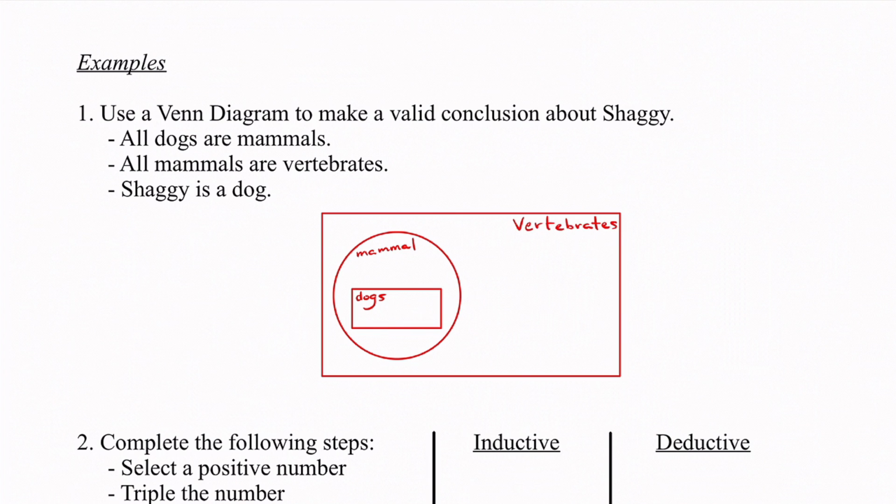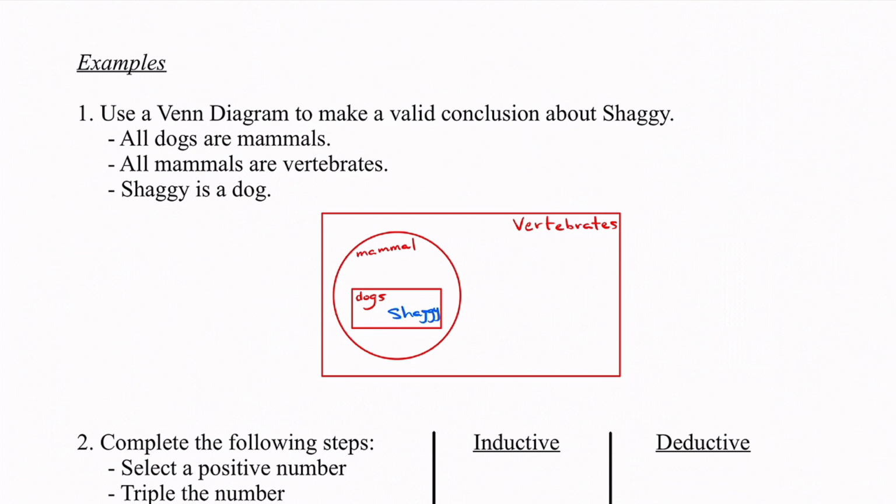And if you're wondering what a vertebrate is, that is just any animal that has a spine. Okay, so we've looked at most of our information. Just the last thing now here is Shaggy is a dog. So if Shaggy is a dog, that means that we must place Shaggy within the dog category. So Shaggy has to be in here.